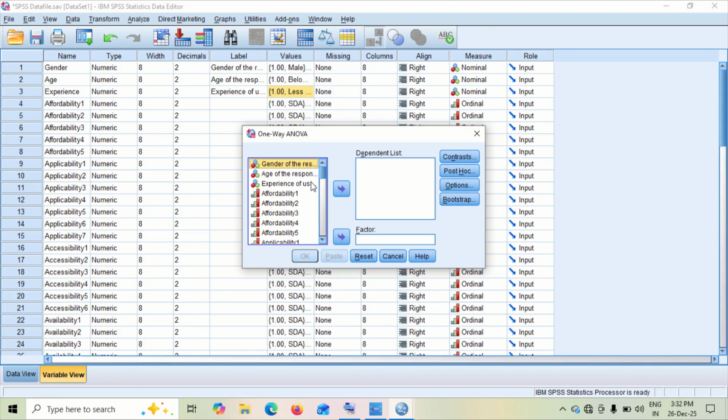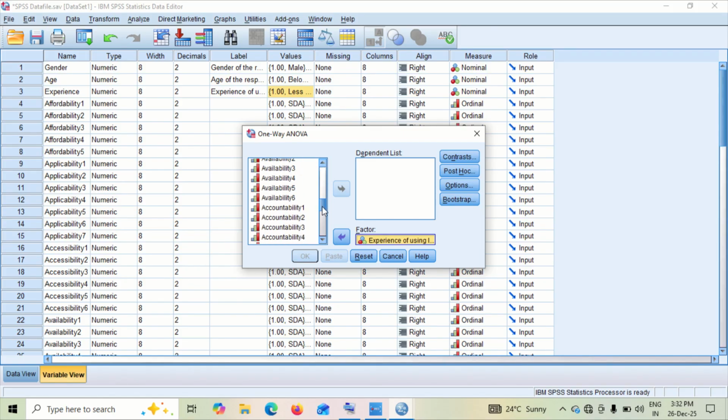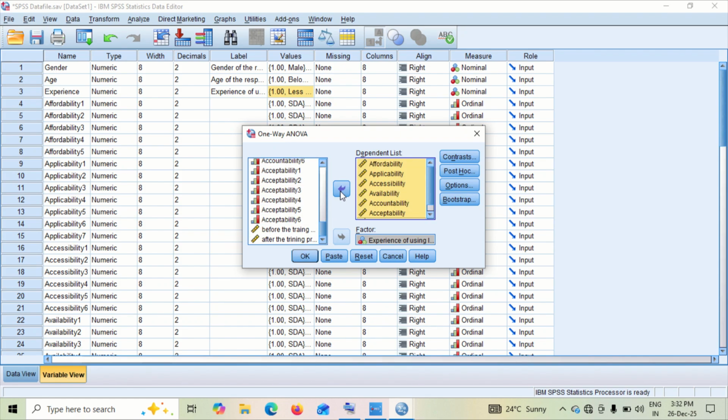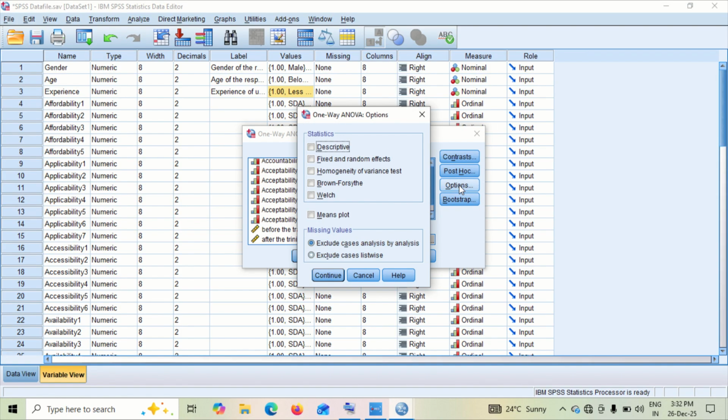From the left side, we have to select experience and move it into the factor side. Thereafter, select all the continuous scale variables, that is the 6 dimensions and overall adoption level. Move them into the right side, that is the dependent list. Then click options. Here we can see different statistics: descriptives, fixed and random effects, homogeneity of variance test, Brown-Forsythe, Welch test. From these options we have to select descriptives and also the homogeneity of variance test.